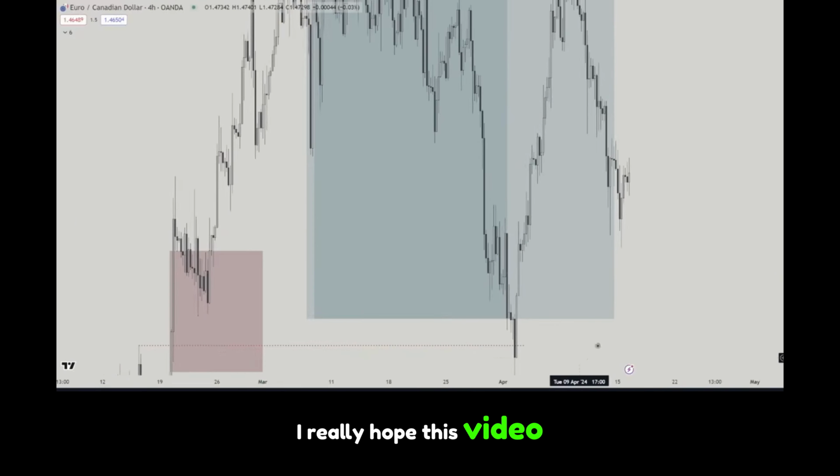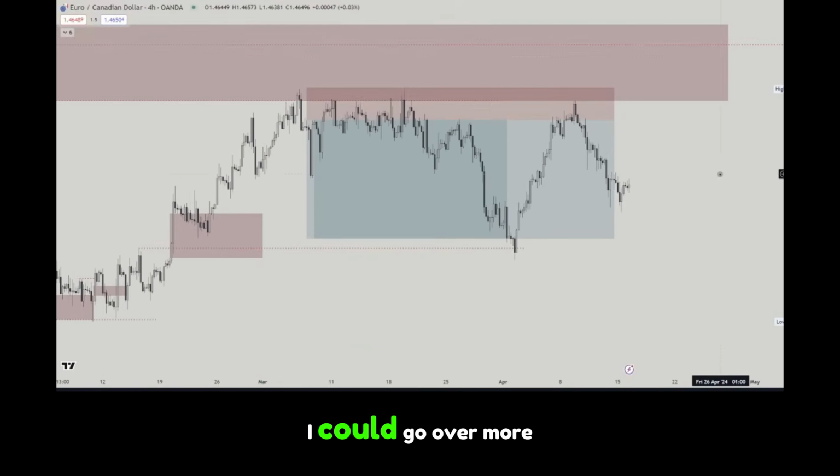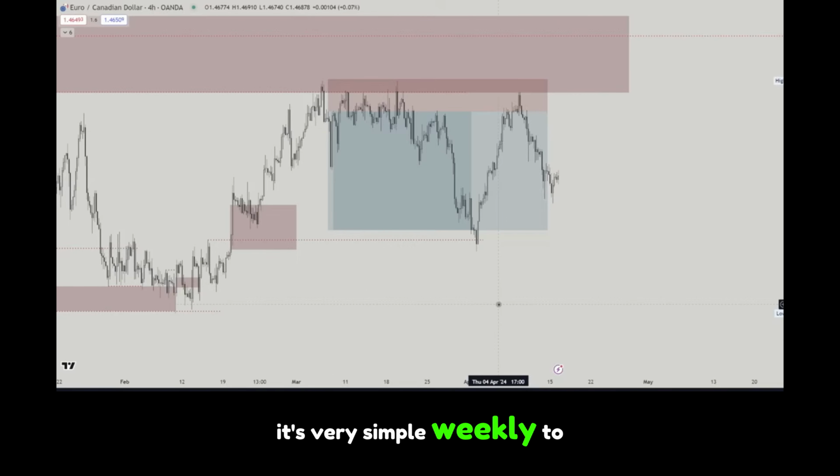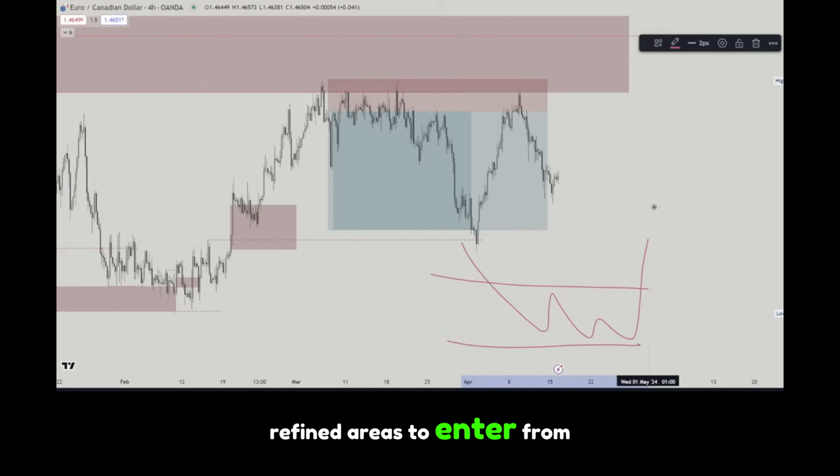I really hope this video is helpful. I could go over more examples, but it's not going to do anything except making this video longer. I really want you to learn by yourself. Go to the chart, apply this. It's a very simple weekly to 4-hour fair value gap. You need to have those refined areas to enter from.